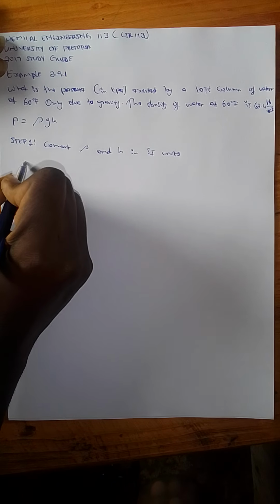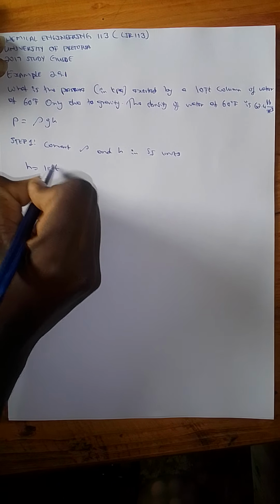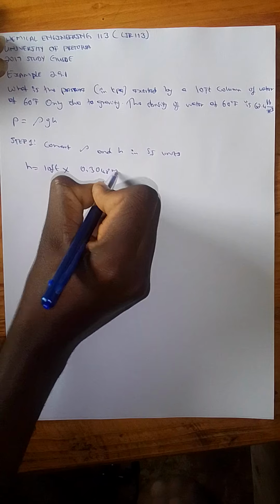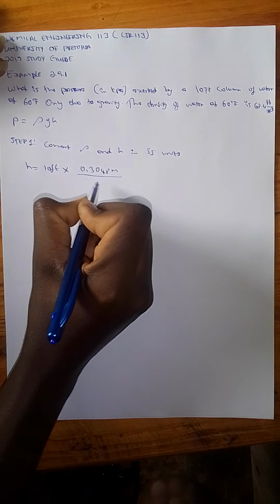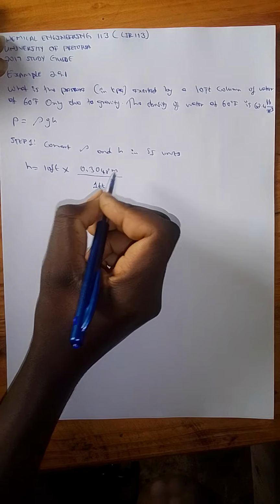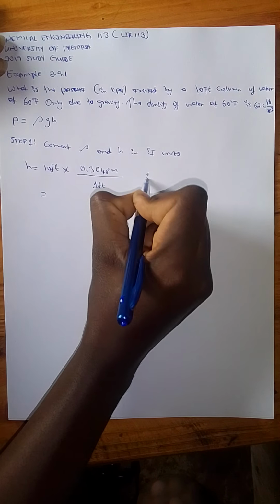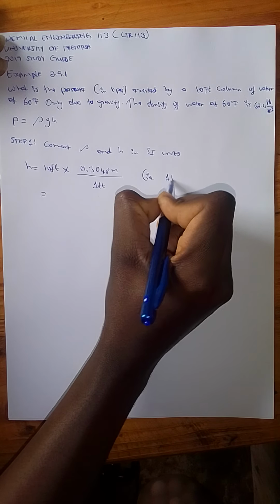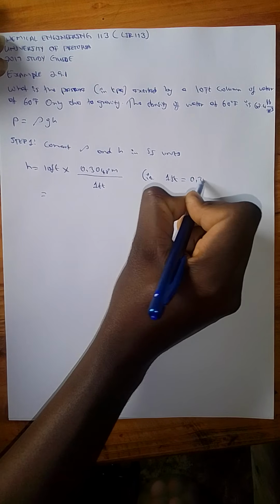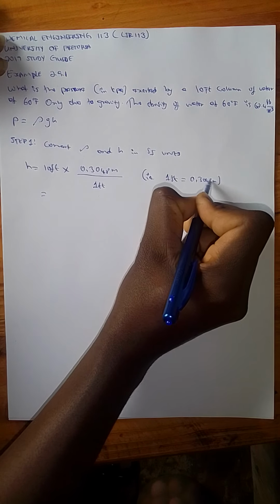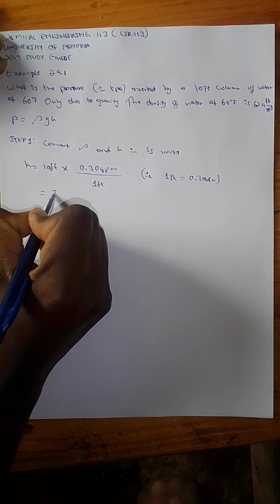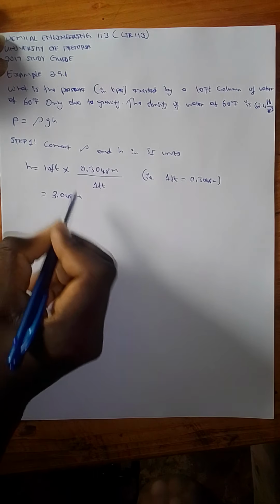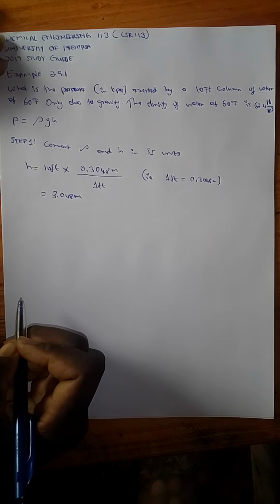So H equals 10 feet multiplied by 0.3048 meters all over 1 feet. Let me write here, like we always do, 1 feet equals 0.3048 meters. That gives us 3.048 meters. Now our height is 3.048 meters.